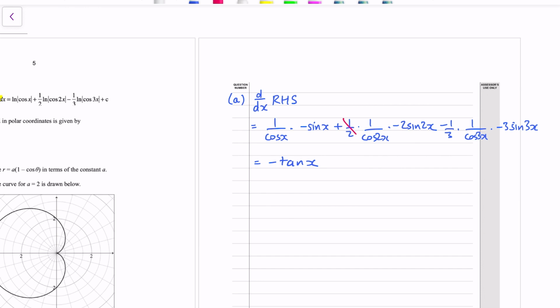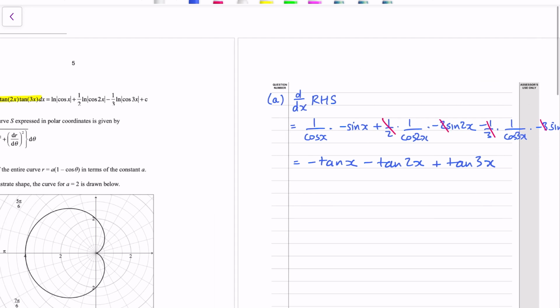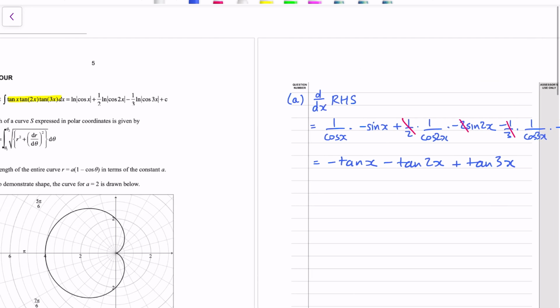The half there cancels with the 2, the third there cancels with the 3. We end up getting minus tan 2x plus tan 3x. It looks like we're wrong because the left-hand side that we're aiming for is a product, and we've got a sum.